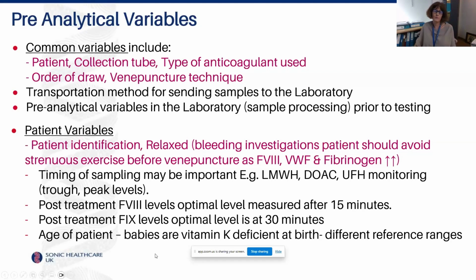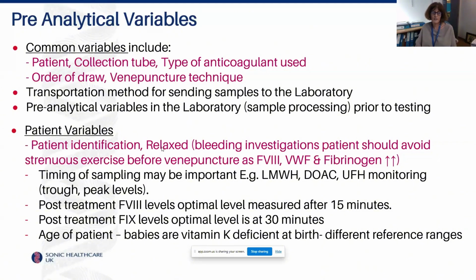For patient variables, we all know that we have to identify the patient correctly. They need to be relaxed when they're having bleeding investigations, if possible, and they should avoid strenuous exercise just before their blood test, because factor VIII, VWF, and fibrinogen are acute phase proteins, and they go up if a patient is stressed. The timing of the sample might be important as well, especially if patients are on low molecular weight heparin or unfractionated heparin monitoring, where we need to know trough and peak.